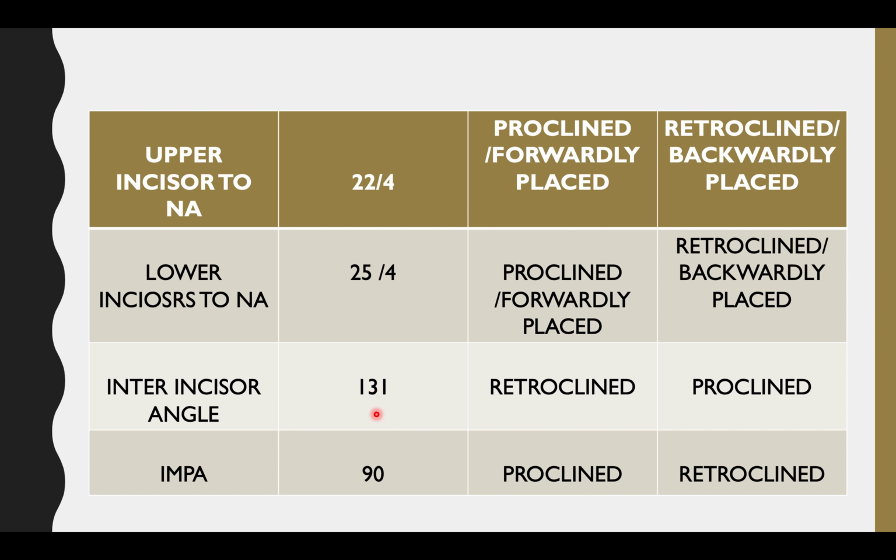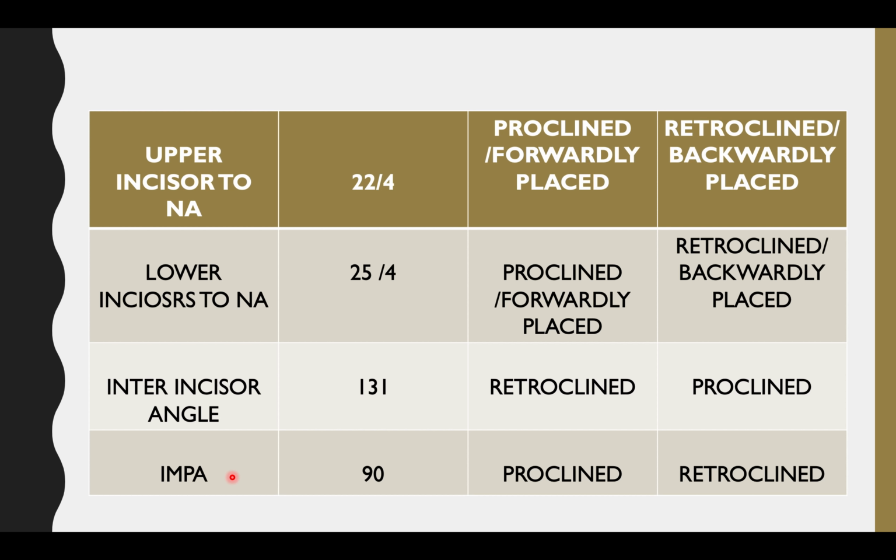If the angle is 120 degrees, that means the angle is decreased. So the answer, decrease means they are proclined. Both are proclined, so the long axes will come together, so the angle will be decreased. If the angle is increased, that means they are straight to each other. So they are retroclined, so the angle is increased.